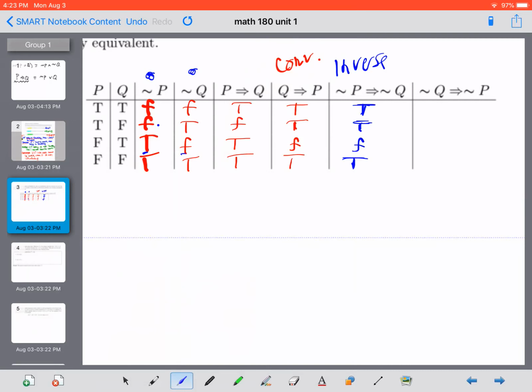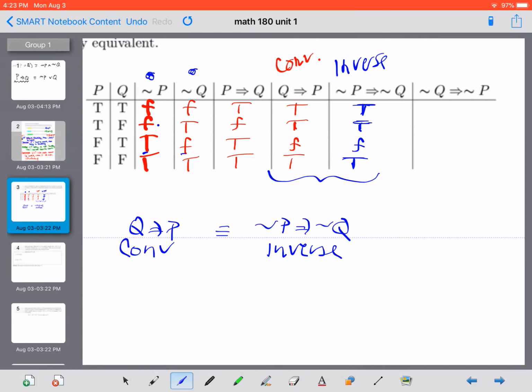All right, does this match up with P implies Q? No, it doesn't, but actually look, it does match up with the converse. You have the exact same column under the converse statement and the inverse statement, which means we can conclude that Q implies P is logically equivalent to not P implies not Q. That is, the inverse of a statement is logically equivalent to its converse. I wrote that wrong. This is the converse and this is the inverse. Great.